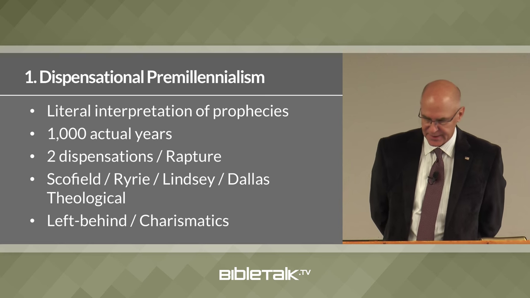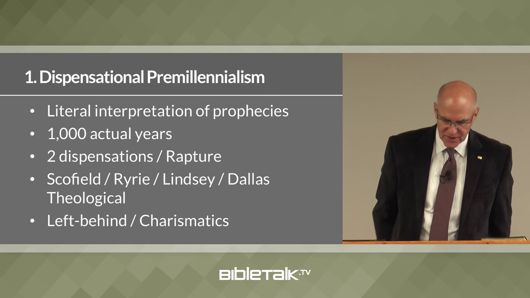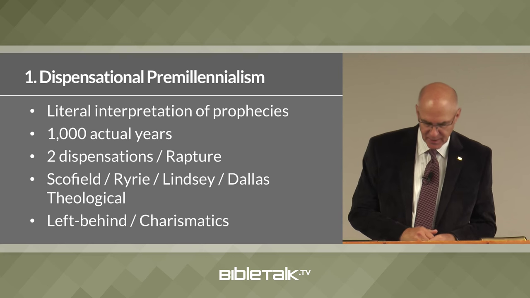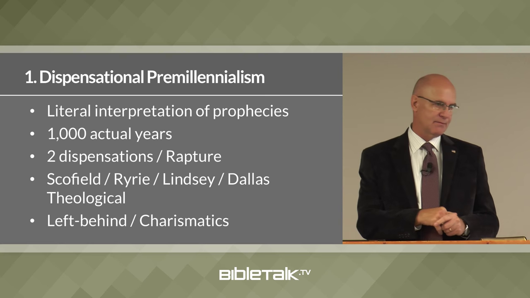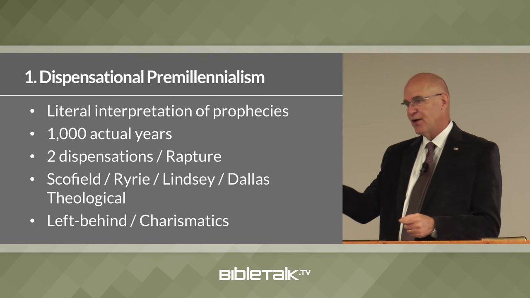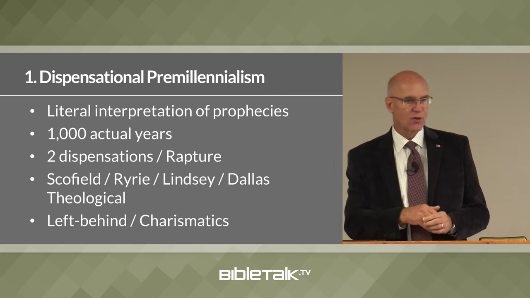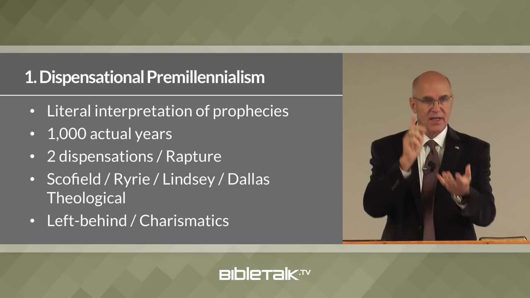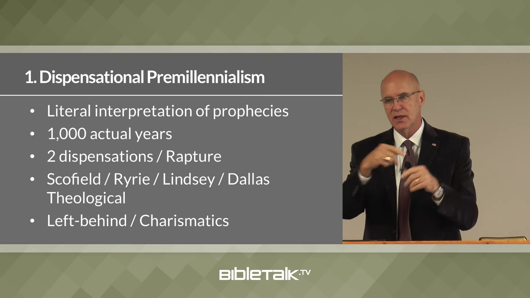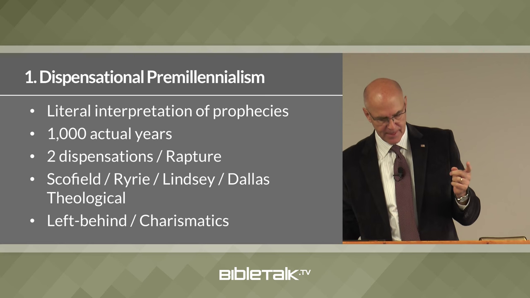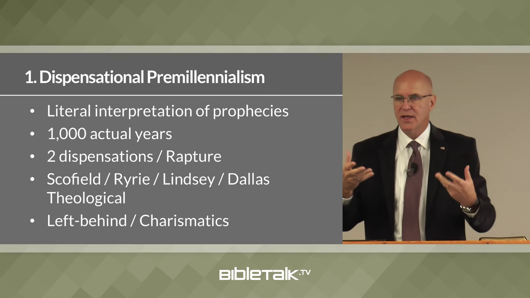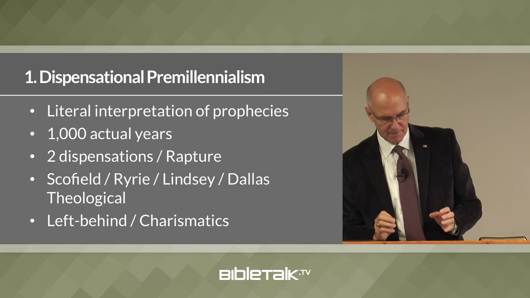Dispensational premillennialism. People who believe this doctrine believe in the literal interpretation of the prophetic passages concerning the end times. So for example, when they talk about the 1,000-year reign, dispensational premillennialists believe that's actually a 1,000-year, year number one, number two, number three, number four. It's not symbolic, it's actual real time. You know, the dragon's a real dragon, and everything is literal.